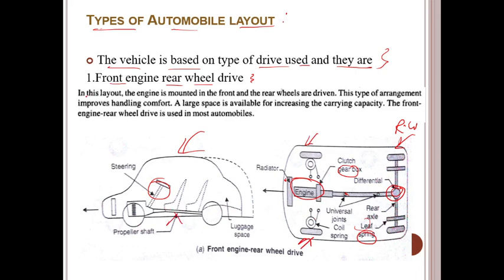wheels. So in this type of layout, the engine is mounted in the front and the rear wheels are driven. This type of arrangement improves handling and comfort. Large space is available for increased load carrying capacity. The front engine rear wheel drive is used in most automobiles. You know this very well.